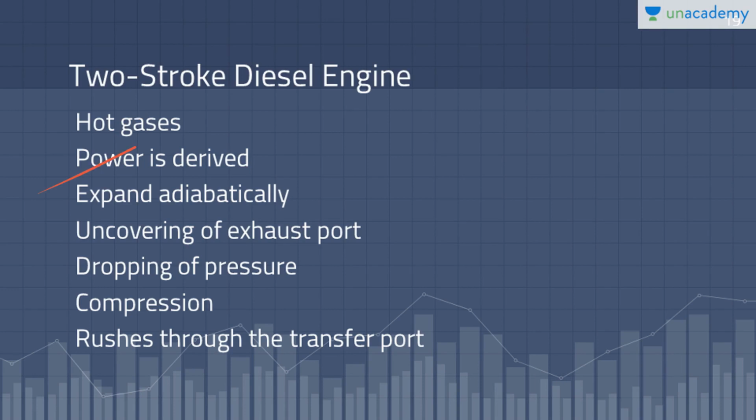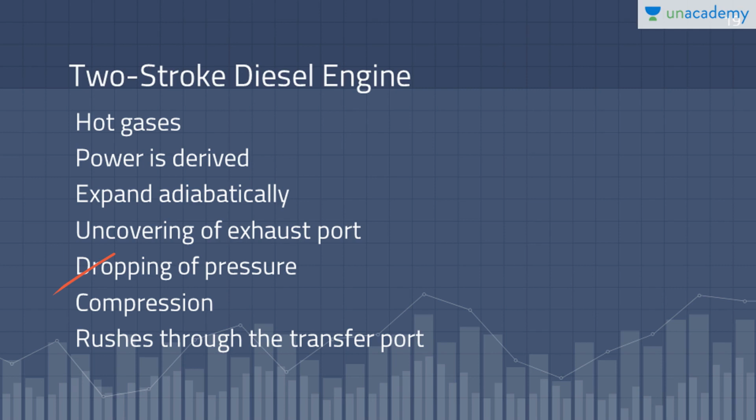As a result, the burning gases expand adiabatically with increase in volume and decrease in pressure. When the piston uncovers the exhaust port during the downward motion, the burnt gases rush out of the cylinder to the exhaust port. The pressure drops, and a little later the top side of the piston uncovers the transfer port.